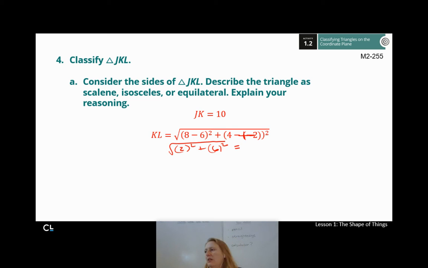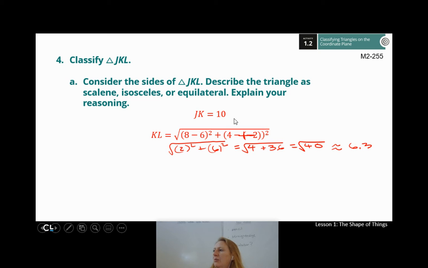And I need my calculator. I will in a minute. 2 squared, 2 times 2 is 4. 6 squared, 6 times 6 is 36. If I add those together, I get 40. And I need a calculator. Square root of 40 is not perfect, but it's about 6.3-ish. Wow. Well, I know it's not equilateral because I definitely don't have 3 congruent sides.